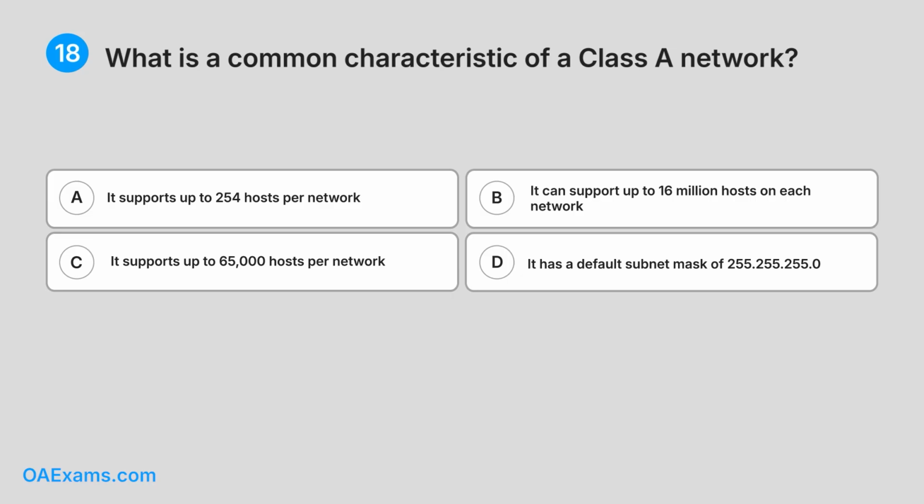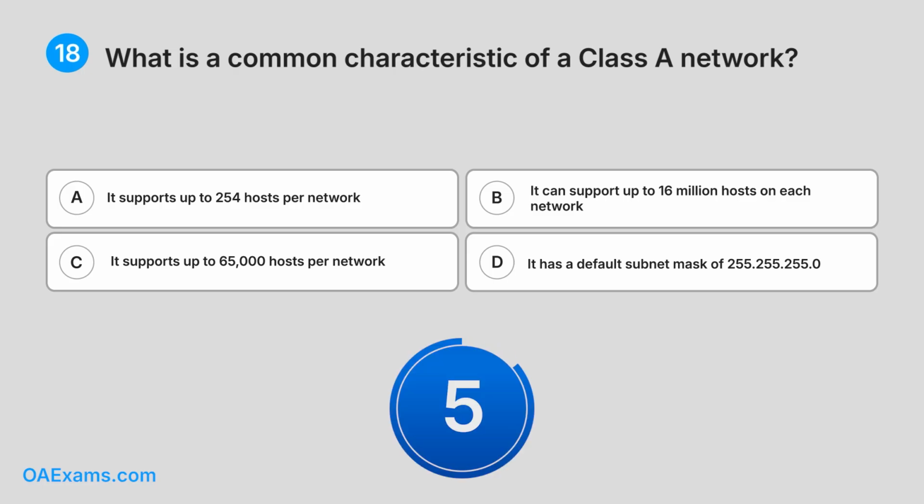A. It supports up to 254 hosts per network. B. It can support up to 16 million hosts on each network. C. It supports up to 65,000 hosts per network. D. It has a default subnet mask of 255.255.255.0. Can you guess the answer?